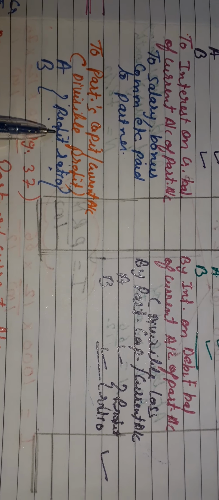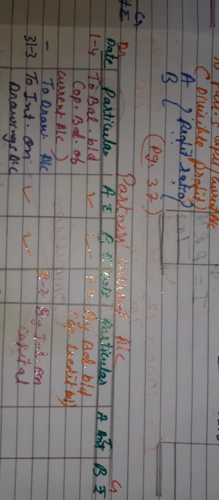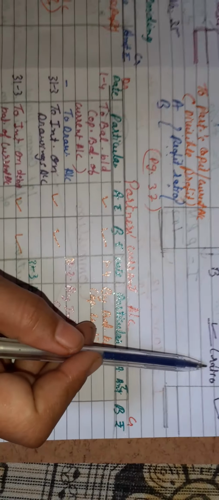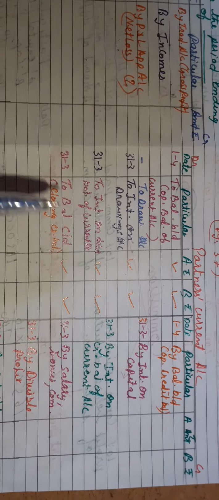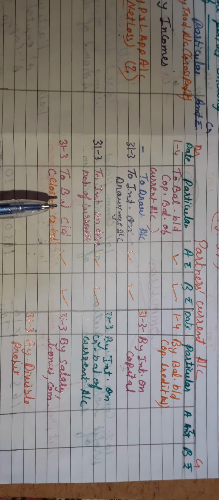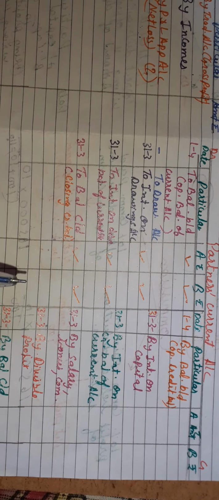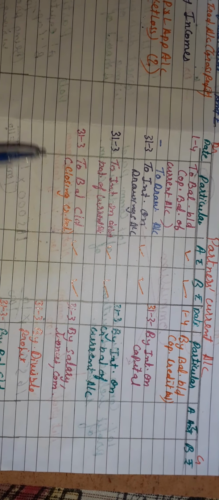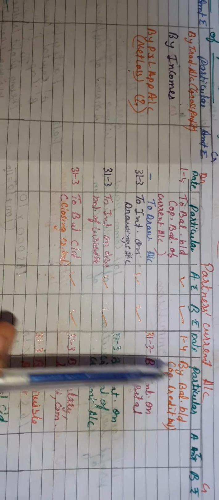So debit balance is transferred to the credit side of the partner's current account and credit balance is transferred to the debit side of the partner's current account. Students, not in the balance sheet. Clear? Again I am repeating, P&L appropriation balance you have to transfer in the partner's current account. Debit balance you have to transfer on the credit side of the partner's current account and credit balance you have to transfer to the debit side of the partner's current account.